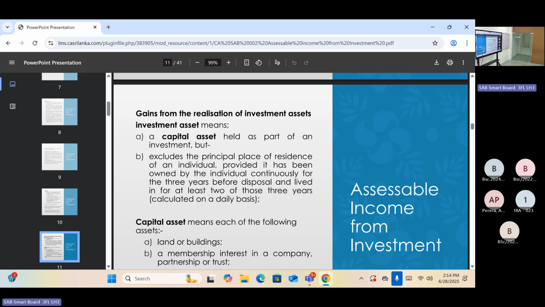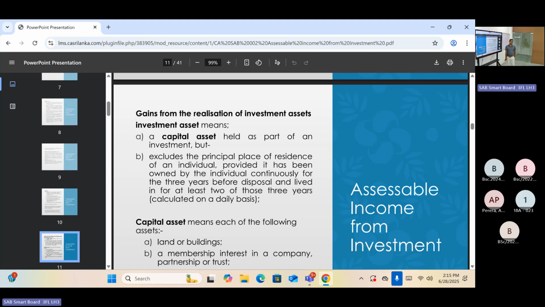So what is meant by investment asset? Investment asset means a capital asset held as part of an investment. A capital asset held as part of a business comes under business. A capital asset kept as part of an investment is an investment asset.